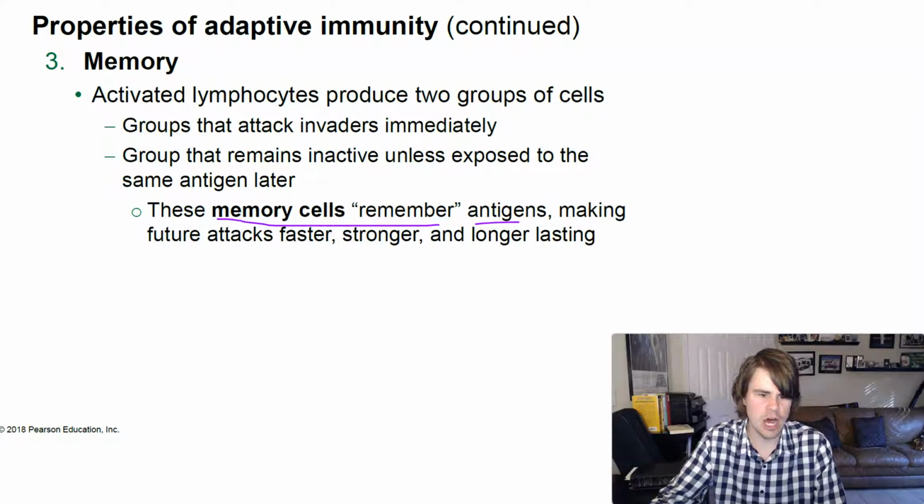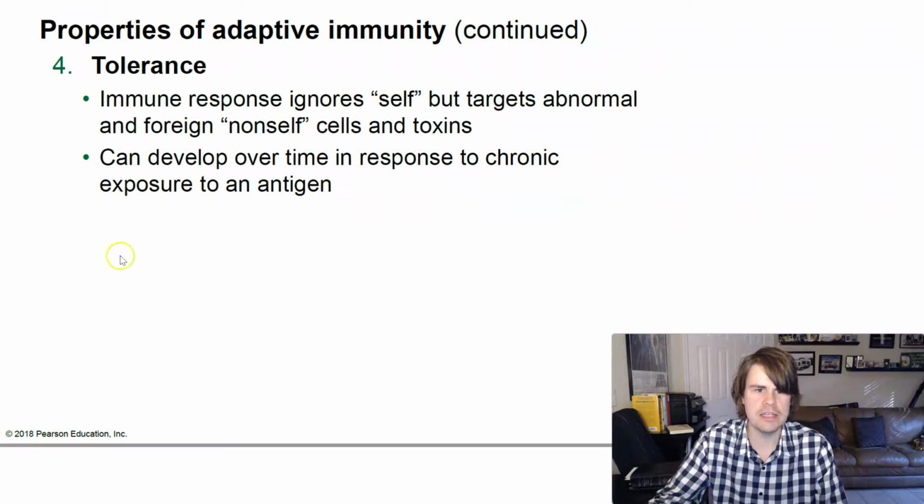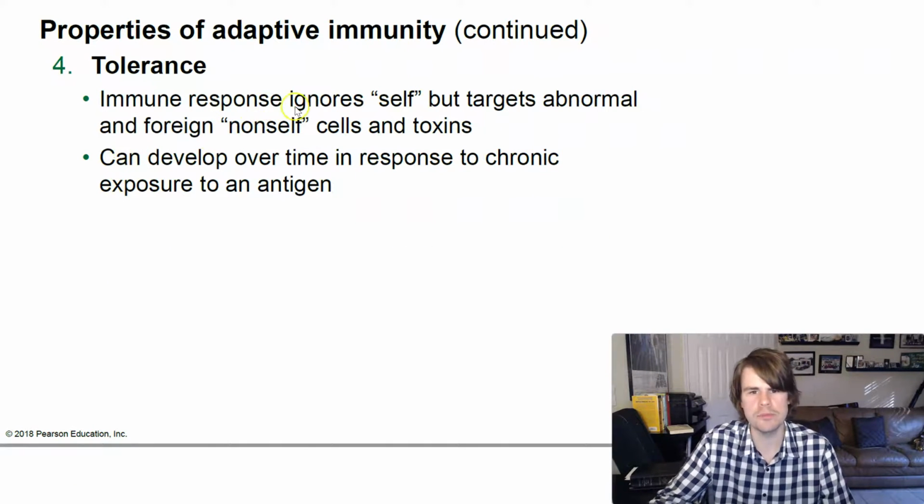And then finally, tolerance. Tolerance is the fourth property I want you to know. The immune response ignores self but targets abnormal, right? So that's why autoimmune disorders are so problematic, because most of the time our immune system should be ignoring ourself and attacking foreign things. It can develop over time in response to chronic exposure to an antigen, okay?